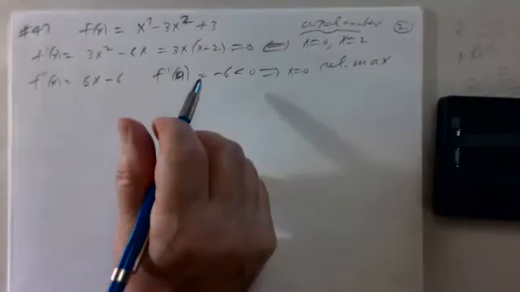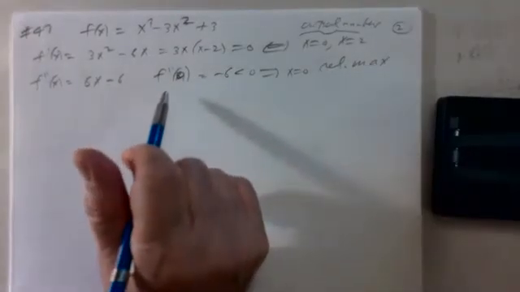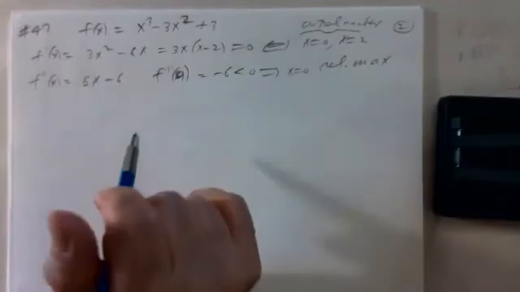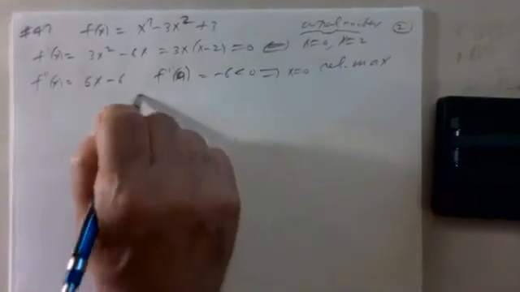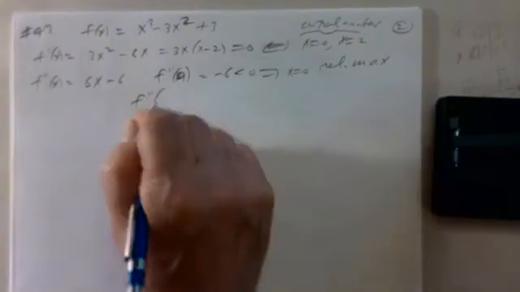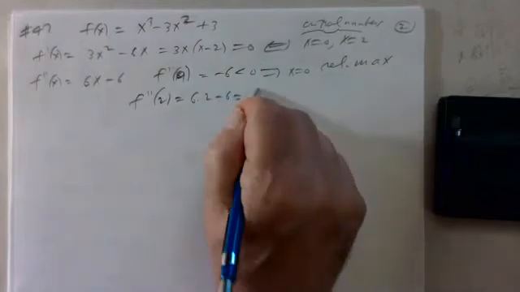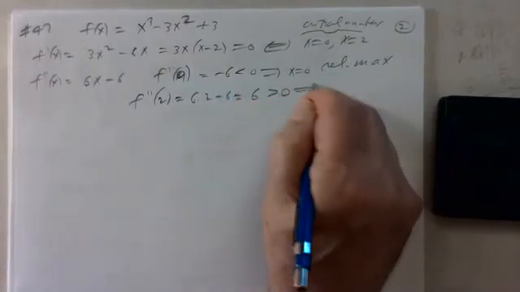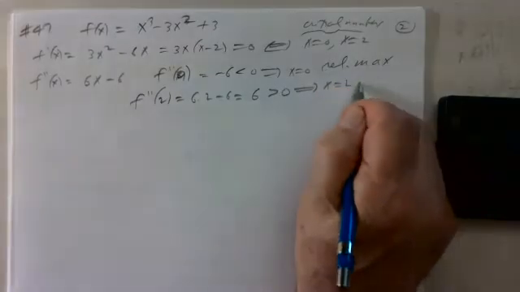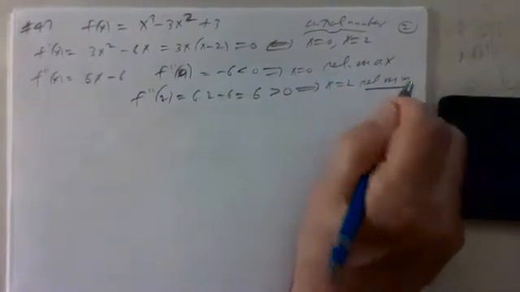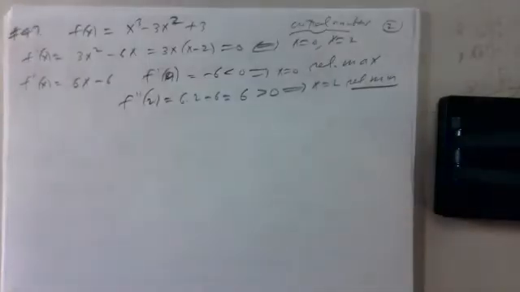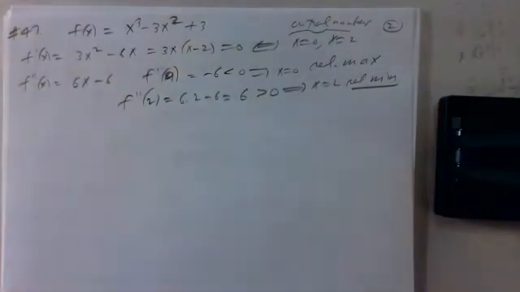The second derivative test says if the first derivative is 0 and the second derivative is negative, you have a relative maximum. If we compute the second derivative at 2, we get 6 times 2 minus 6, which is 12 minus 6, which is 6, which is positive. So x equals 2 is a relative minimum. So this is a nice example of the use of the second derivative test.